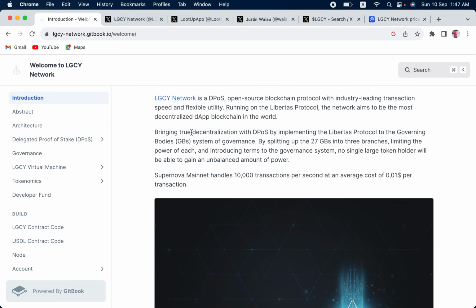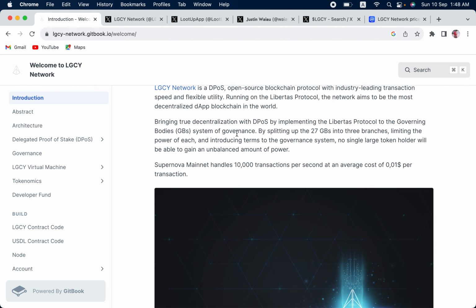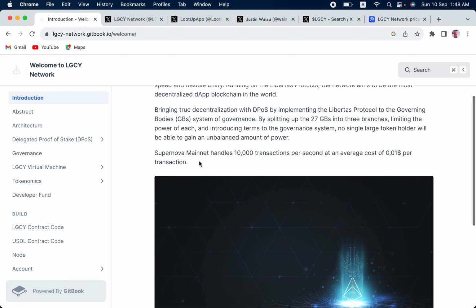Yeah, I remember this. They were saying this is going to be the most decentralized blockchain out there with DPoS by implementing the Libertas protocol to the governing bodies, GBs, system of governance, by splitting up the 27 GBs into three branches. In simple words, they're planning to make it decentralized, like separation of powers in the US Constitution, there are going to be three branches and no one token holder or no one power can dominate the blockchain or the governance system. So yeah, here it is. No single large token holder will be able to gain an unbalanced amount of power. Supernova mainnet handles 10,000 transactions per second at an average cost of $0.01 per transaction.